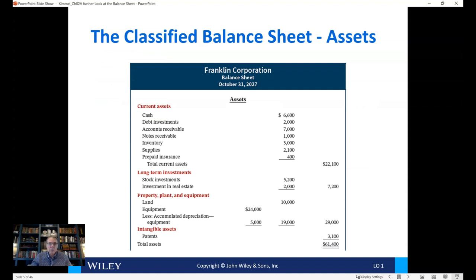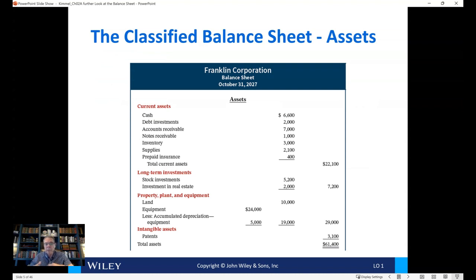Now these assets are usually listed by liquidity. And so for assets, it's how quickly they can be converted into cash. So cash is, of course, cash. That would be your checking account. And then debt investments, in other words, you bought debt. So if you buy a T-bill, then that could be a debt investment. Accounts receivable means you have extended credit to a company. So you've sold them a product and you expect them to pay you back, usually within 30 days.